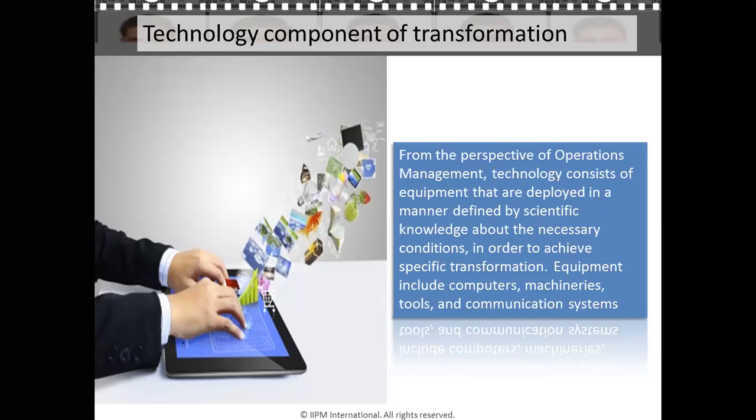Technology component of transformation. From the perspective of operations management, technology consists of equipment that are deployed in a manner defined by scientific knowledge about the necessary conditions in order to achieve specific transformation. Equipment include computers, machinery, tools, and communication systems.